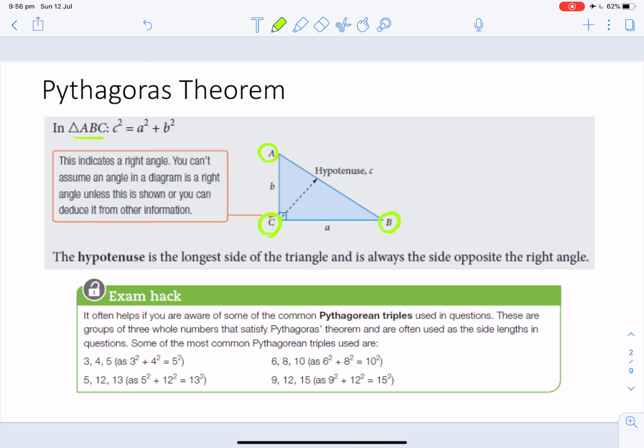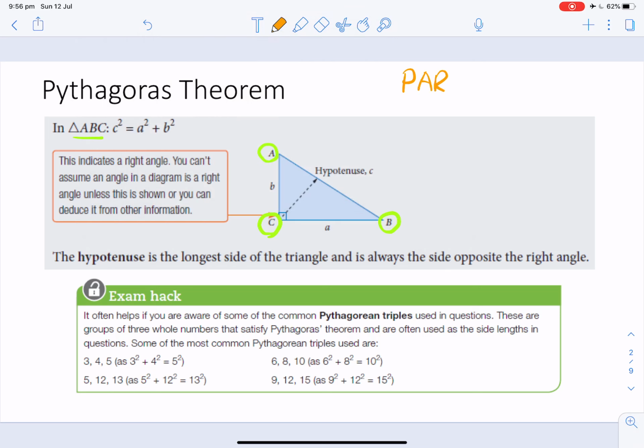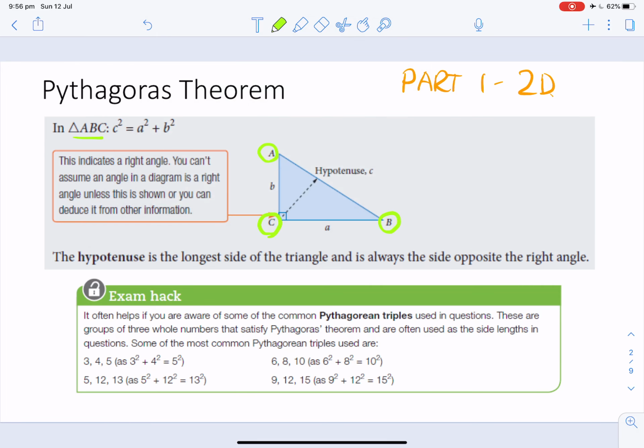The other thing I'm going to do is break this video up into two parts. So this is part 1, which is two-dimensional shapes. I went back through the examples and thought it was a little bit too long for one video.